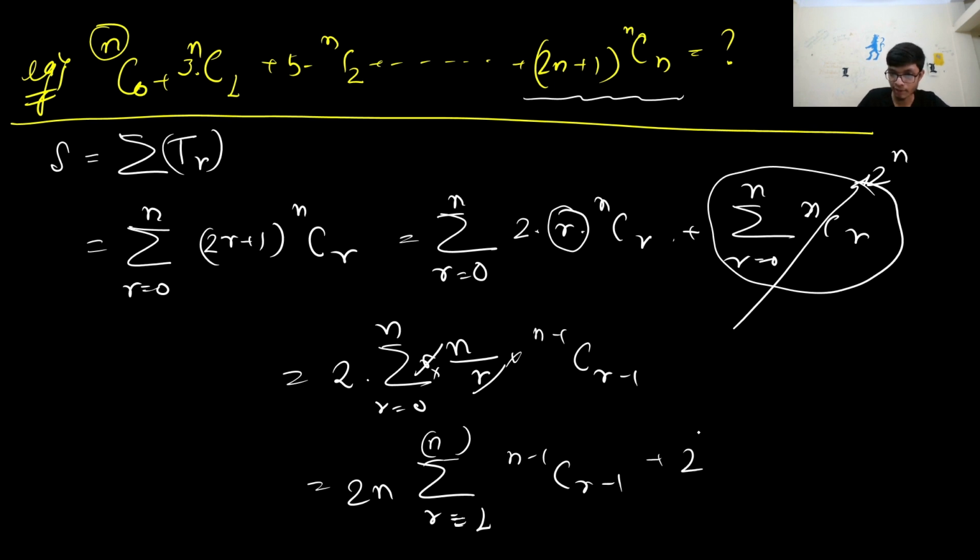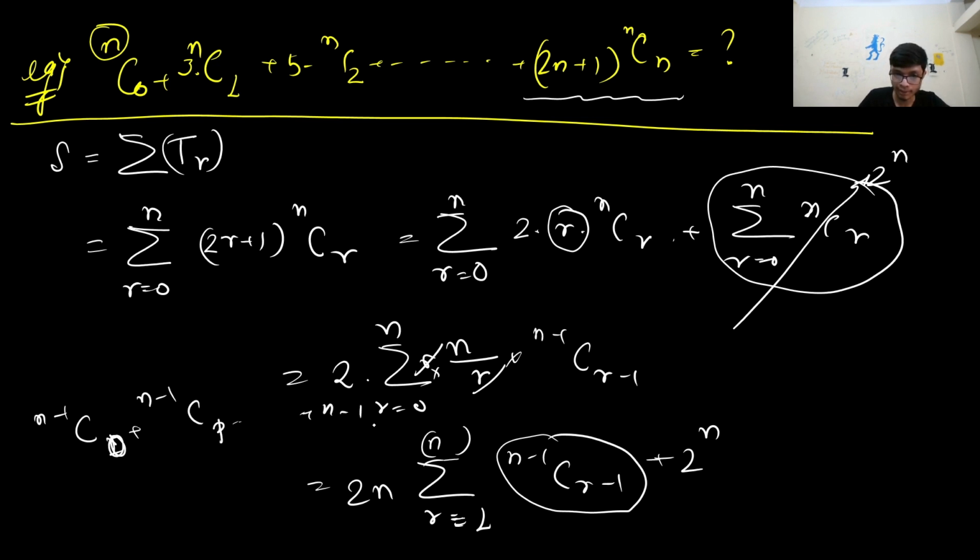Now this particular term is nothing but 2 to the power n minus 1, since the summation of (n minus 1)C(r minus 1) runs over all terms of the expansion for n minus 1. So this will become n into 2 into 2 to the power n minus 1, which is n into 2 to the power n, plus 2 to the power n. And this will become 2 to the power n into (n plus 1).